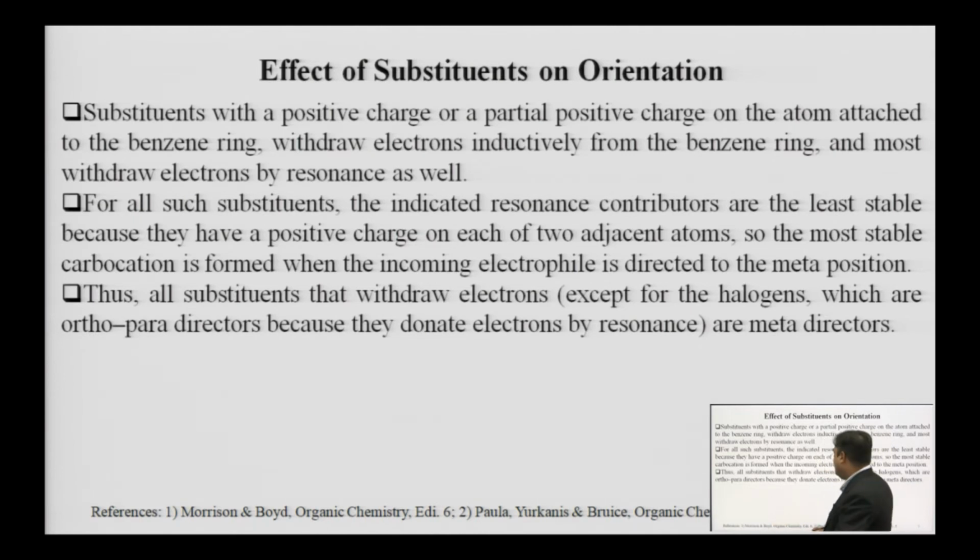So, thus all the substituents that withdraw electrons, except for the halogens which are ortho para directing, are meta directing. Okay. So, all the substituents that withdraw electrons direct the incoming electrophile to the meta position, except for the halogens. Okay.